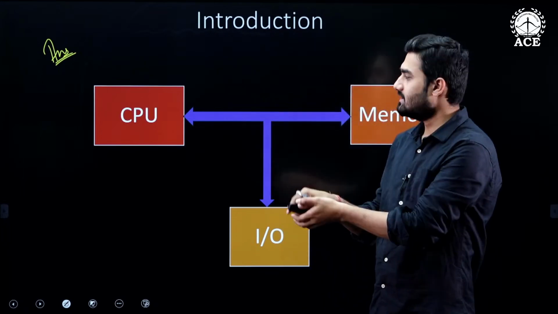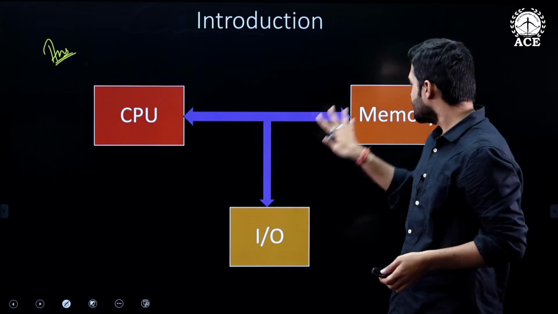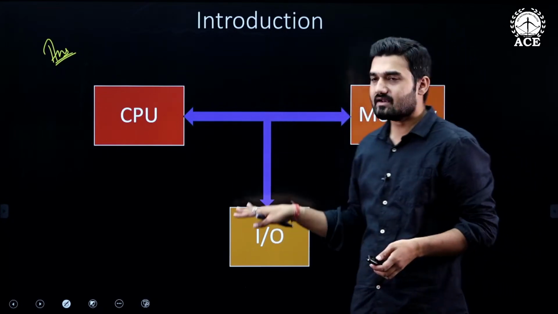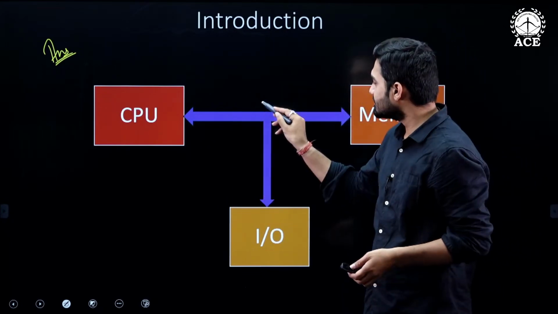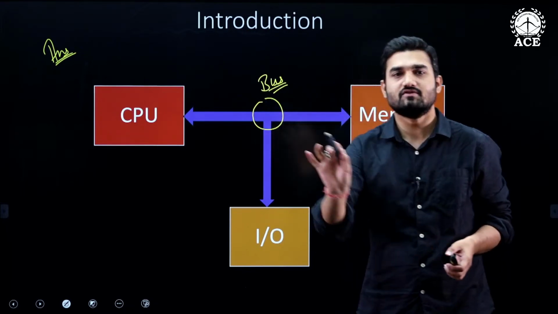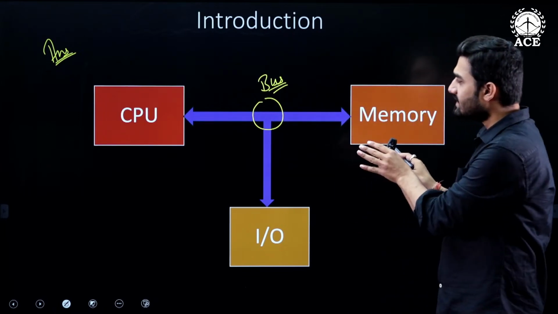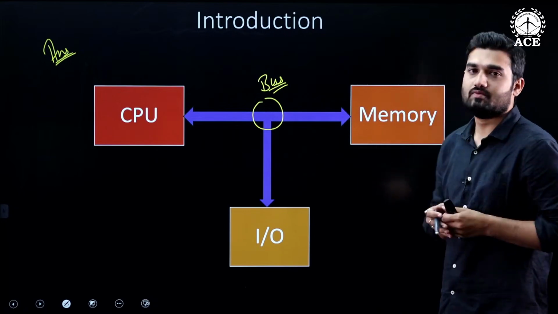In this particular slide, you can see the CPU, the I/O module, and the memory module. They are all connected. How are they connected? Via the bus. What is a bus? All these things we are going to study in unit 1 only. I will show you everything. But this is the high level diagram of your CPU, memory, and I/O.